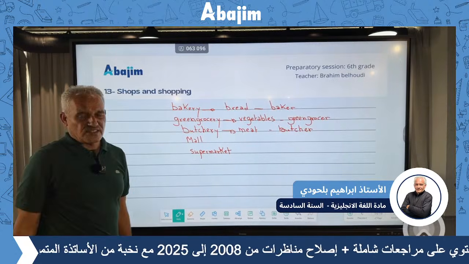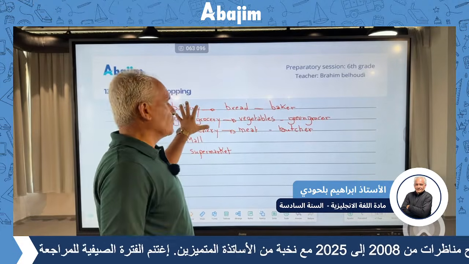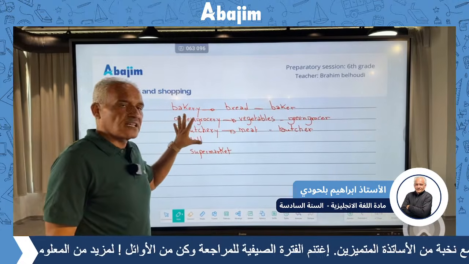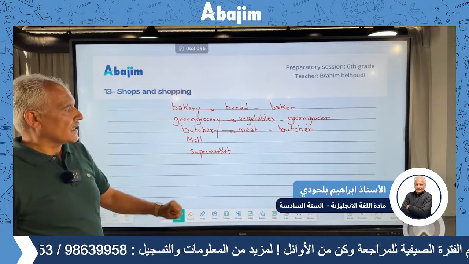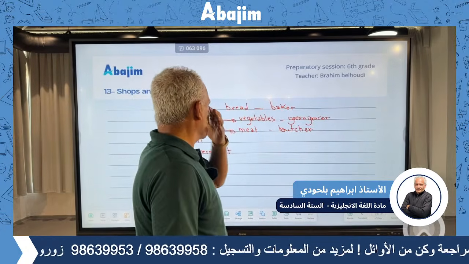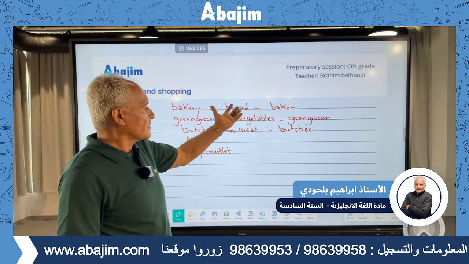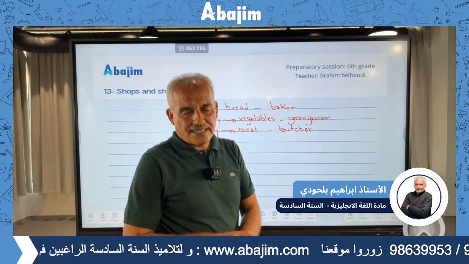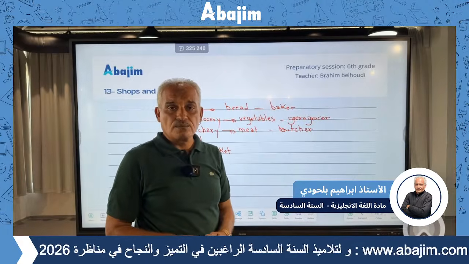Then there are other shops like the mall, for example, like the supermarket, and others. This is when people go shopping. They go to the market or they go to shops like bakery, greengrocery, butchery, mall, supermarkets, and so on. And these are the goods in these shops: bread, vegetables, meat, and these are the persons who work in these shops, like baker, greengrocer, and butcher.